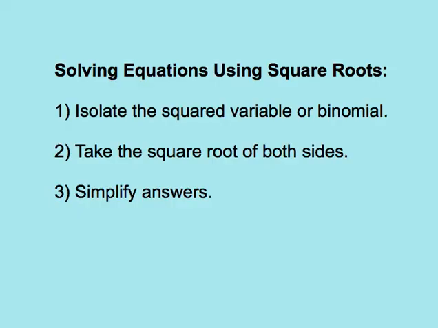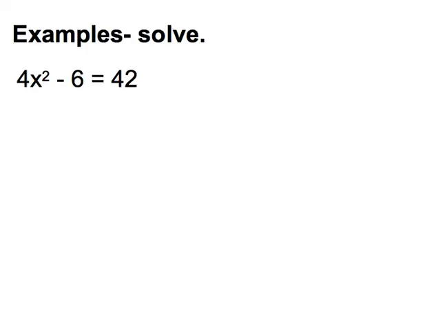Now we're going to solve some equations using square roots. These instructions are in your notes, so you can take a look at those anytime you want. Let's do some examples. I want to get this x by itself. So the first step would be to add 6, just like we normally would with any equation. So I'd have 4x squared equals 48.